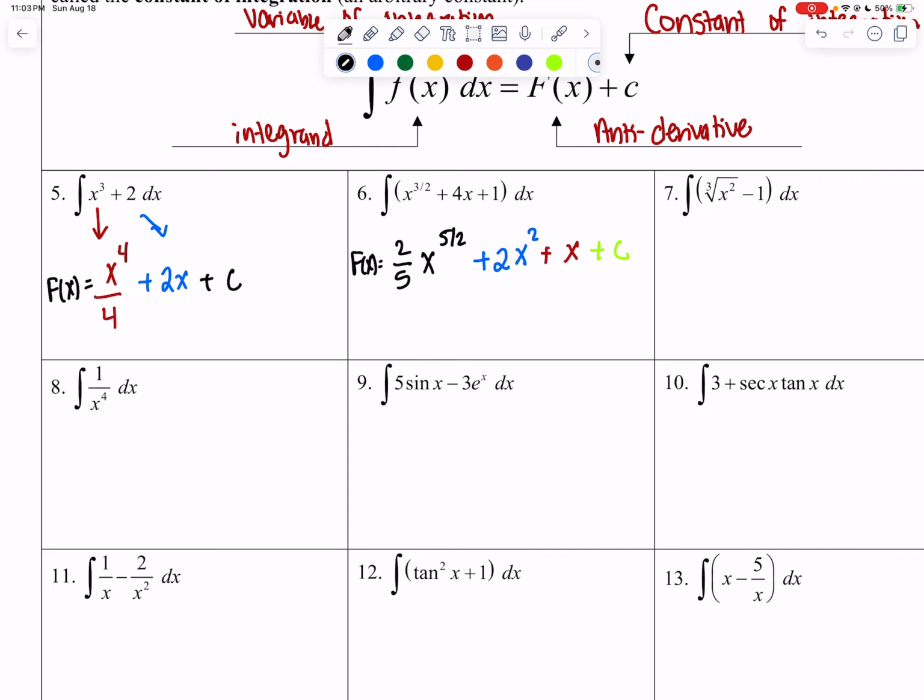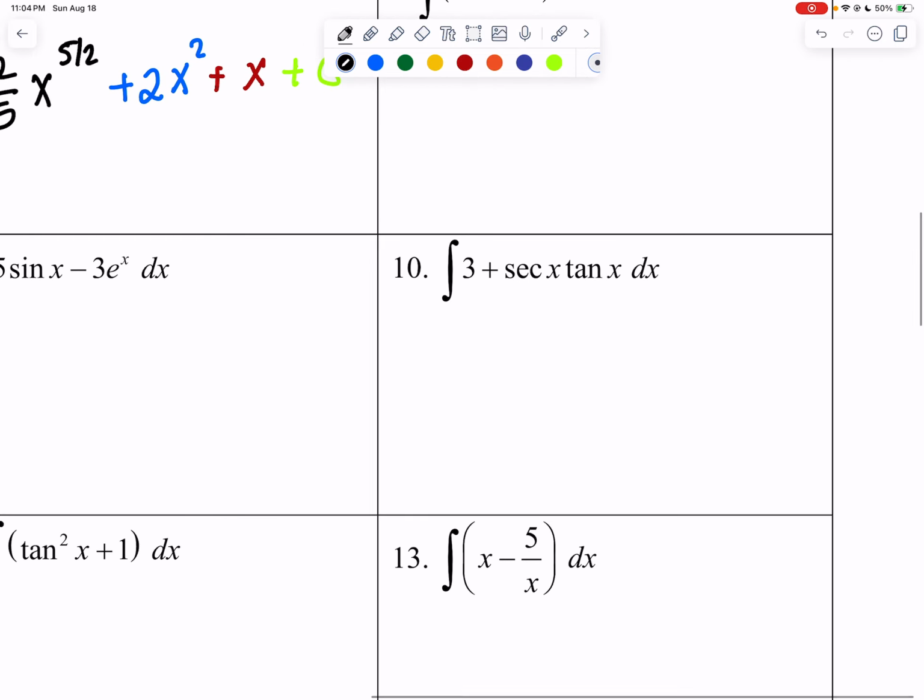All right, so let's look at, let's say, number 10 here. Number 10, we have 3 plus secant x tan of x dx. So if I were to look at this, I'm going to take the antiderivative of 3, that's just 3x. And then thinking about the antiderivative of secant x tangent of x, we need to think which trig function that is. That's going to be secant, because remember that the derivative of secant is secant x tangent x. And then, of course, don't forget to put a plus c at the end.